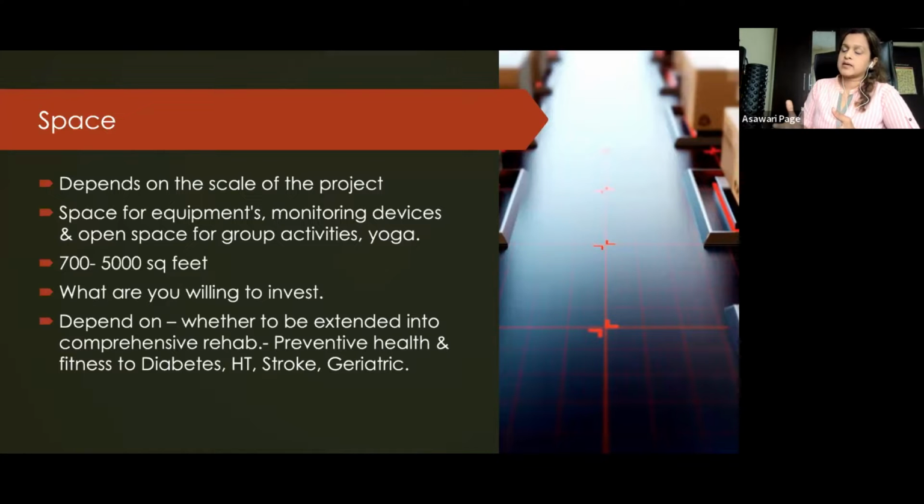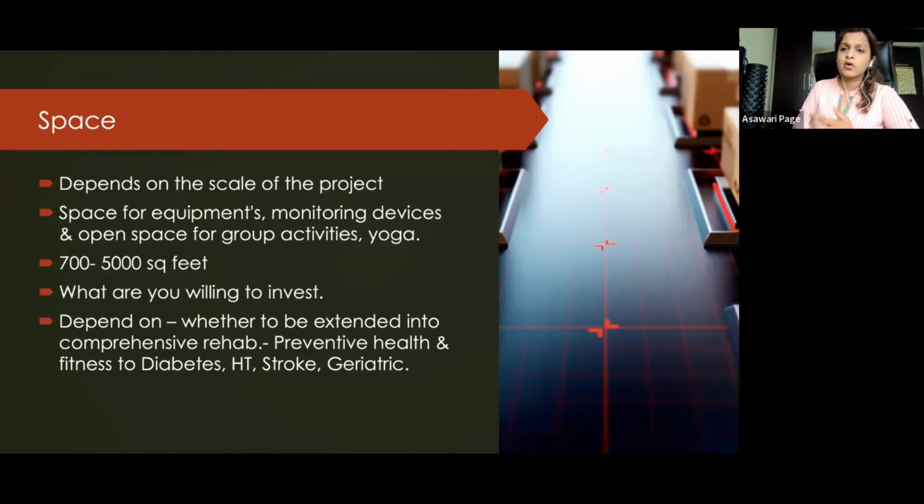But again, as I was mentioning, it all would depend on your willingness to invest. It can range from about 700 square feet to say 5,000 square feet. I've worked in almost all, right from Asian Heart, I'm sure everybody knows, but Asian Heart has got close to 1,000 square feet of area.